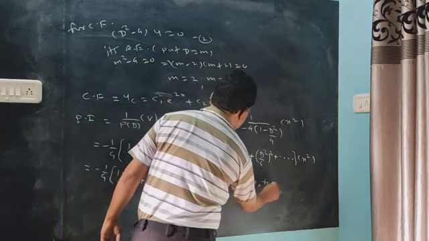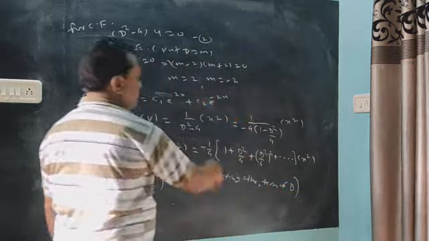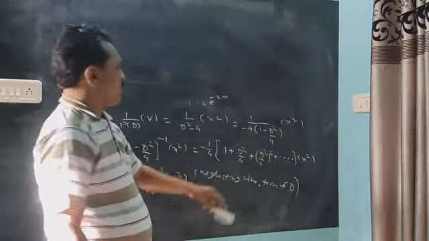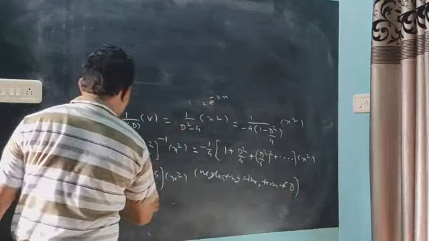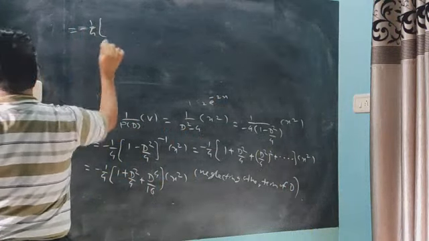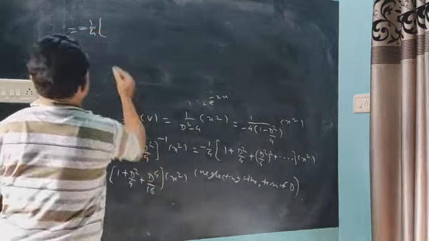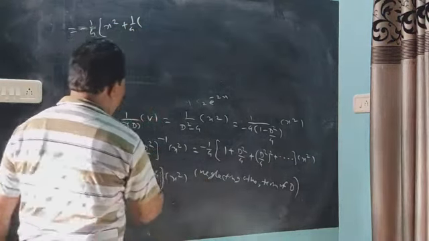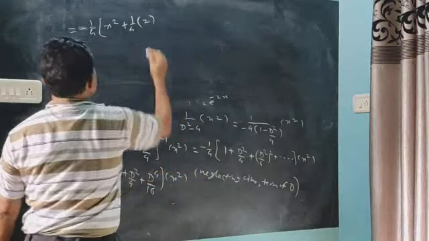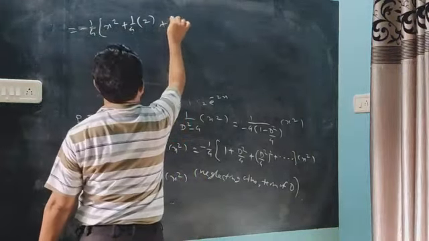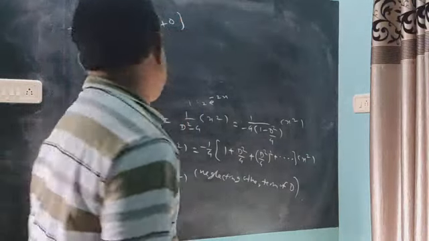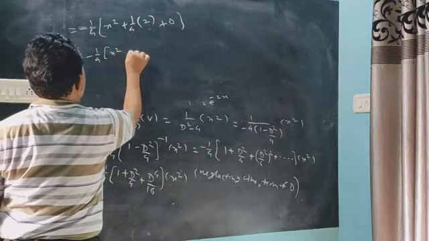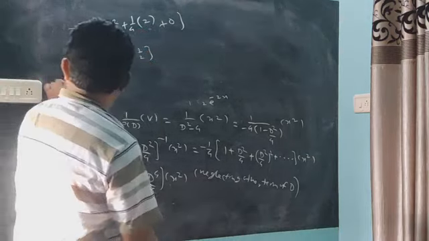Other terms: for the higher power of d, the derivative of x square has only two derivatives present; after two derivatives, it is 0. So it is only up to d square, sufficient. So minus 1 by 4 into 1 into x square, and apply here 1 by 4: the first derivative of x square is 2x, the second derivative is 2 only, the fourth derivative is 0. So it is minus 1 by 4 x square, this cancels, 1 by 2. We will clear the solution.